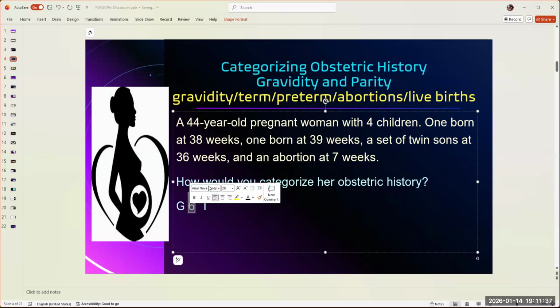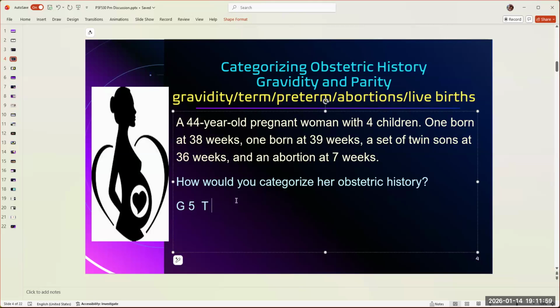Because the twins are one set of pregnancy. That's right. Everybody agree with that? She's currently pregnant. She delivered at 38 weeks. That's 1. 39 weeks, that's 2. Set of twins, that's 3. And abortion, that's 4. Sorry, so she's currently pregnant, that makes 5.